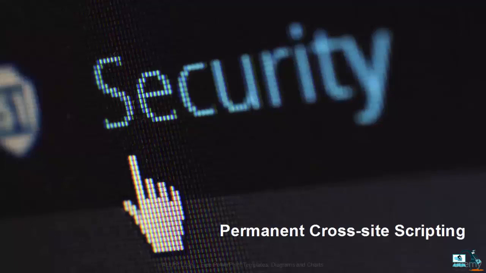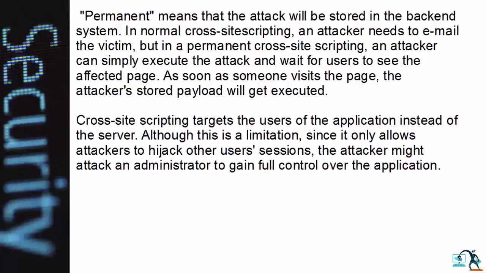This happens because the input entered by the user has been interpreted by HTML, JavaScript, or VBScript within the browser. Permanent means that the attack will be stored in the backend system. In normal cross-site scripting, an attacker needs to email the victim, but in permanent cross-site scripting, an attacker can simply execute the attack and wait for the user to see the affected page. As soon as someone visits the page, the attacker's stored payload will get executed.